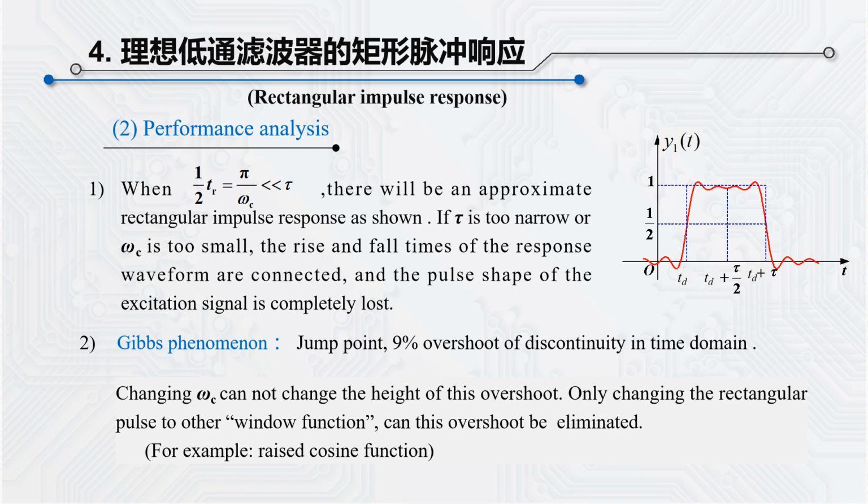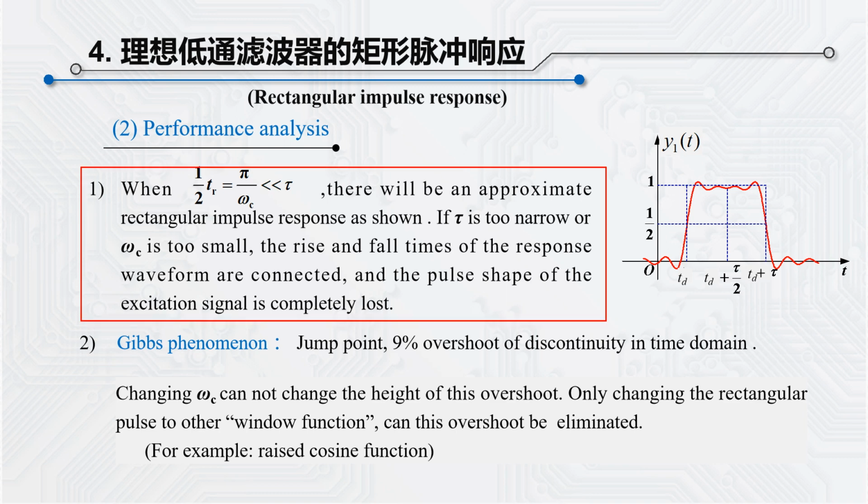Let's analyze its performance. Actually, when 1 over 2 Tr is much smaller than its pulse width, we can get such a waveform of rectangular impulse response. If tau is too narrow, omega c is too small, the rise time and fall time of the response waveform will be linked together. It may completely lose the pulse shape of the input signal.